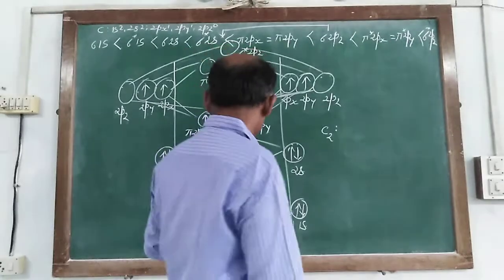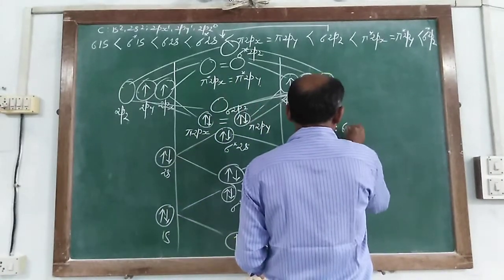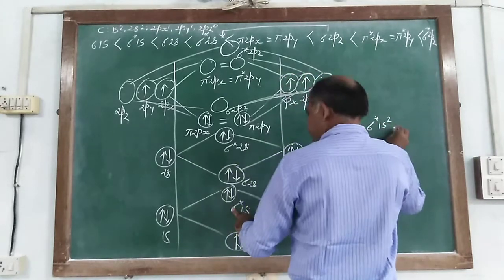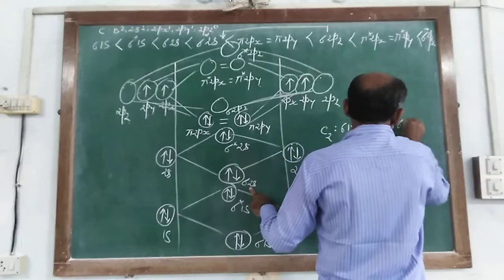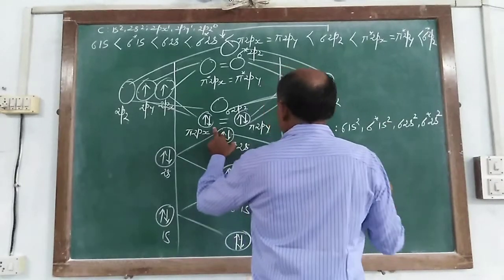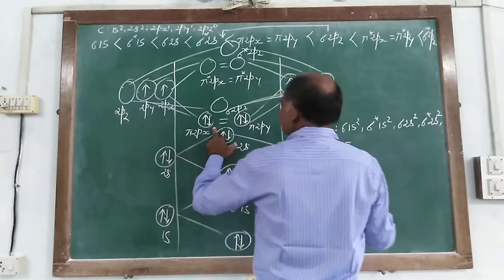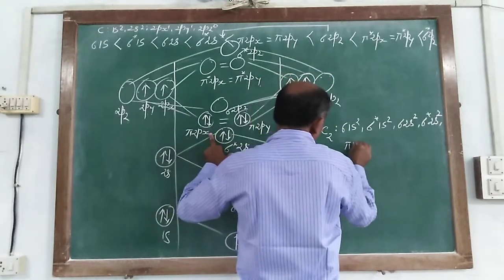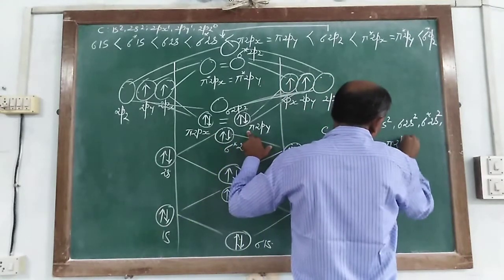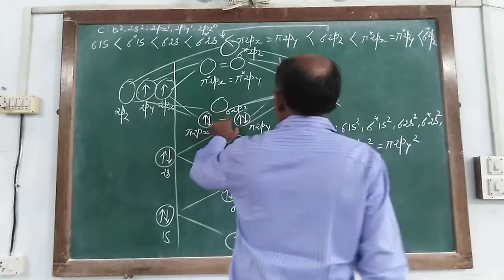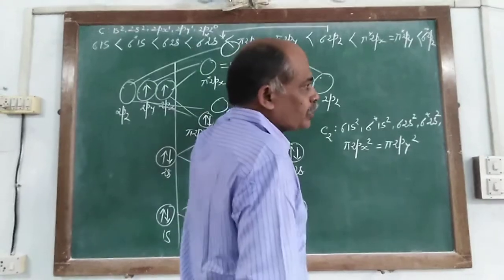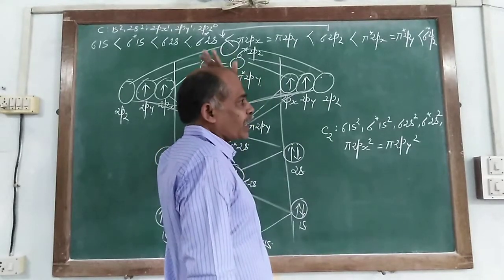So we write the electronic configuration for the C2 molecule: sigma 1s2, sigma star 1s2, sigma 2s2, sigma star 2s2, and pi 2px2 equal to pi 2py2. There are no remaining electrons, so the remaining molecular orbitals are empty.